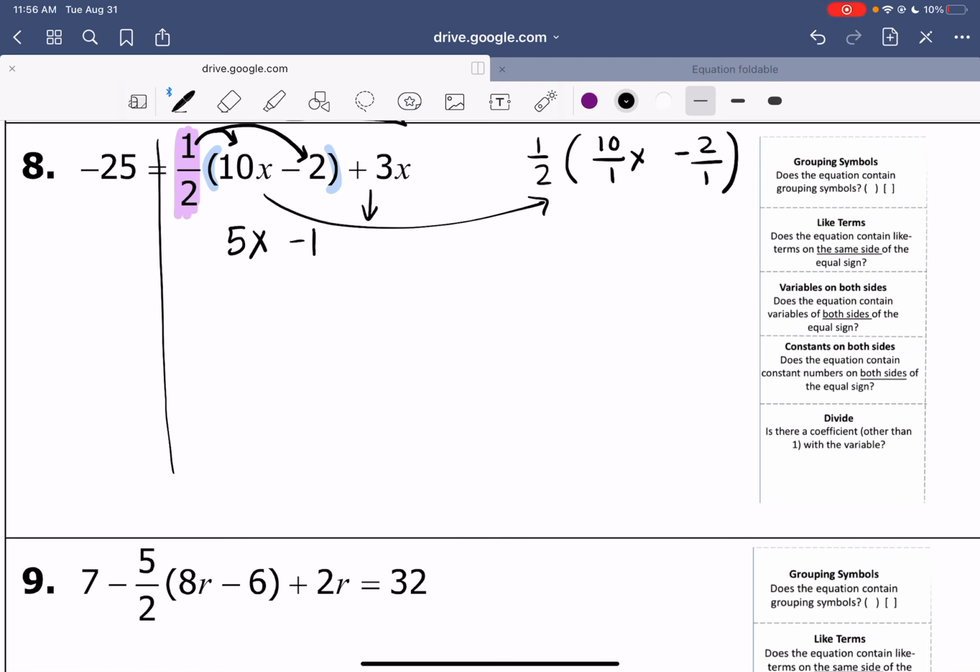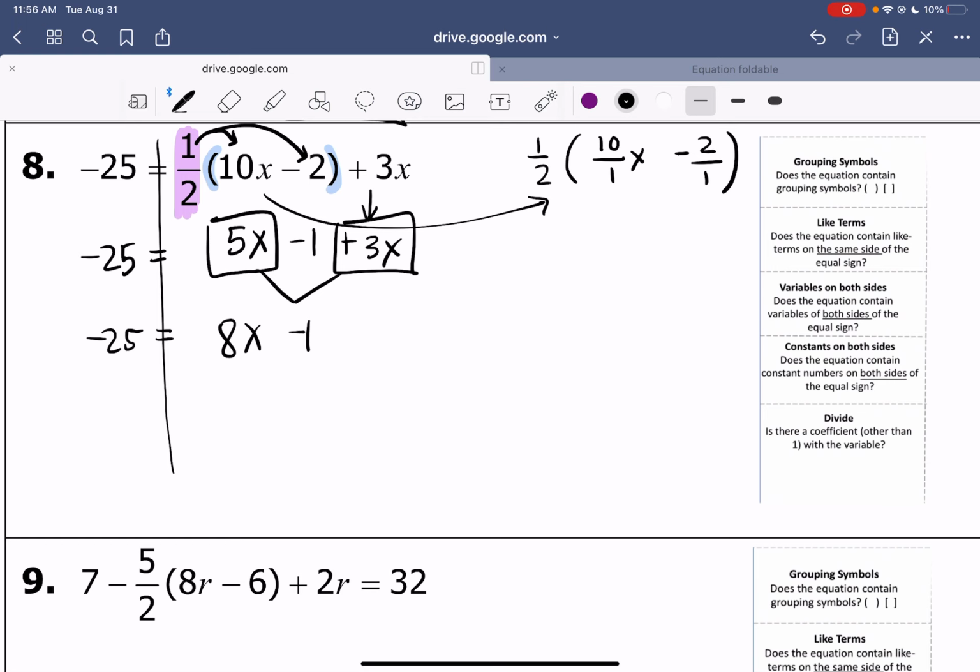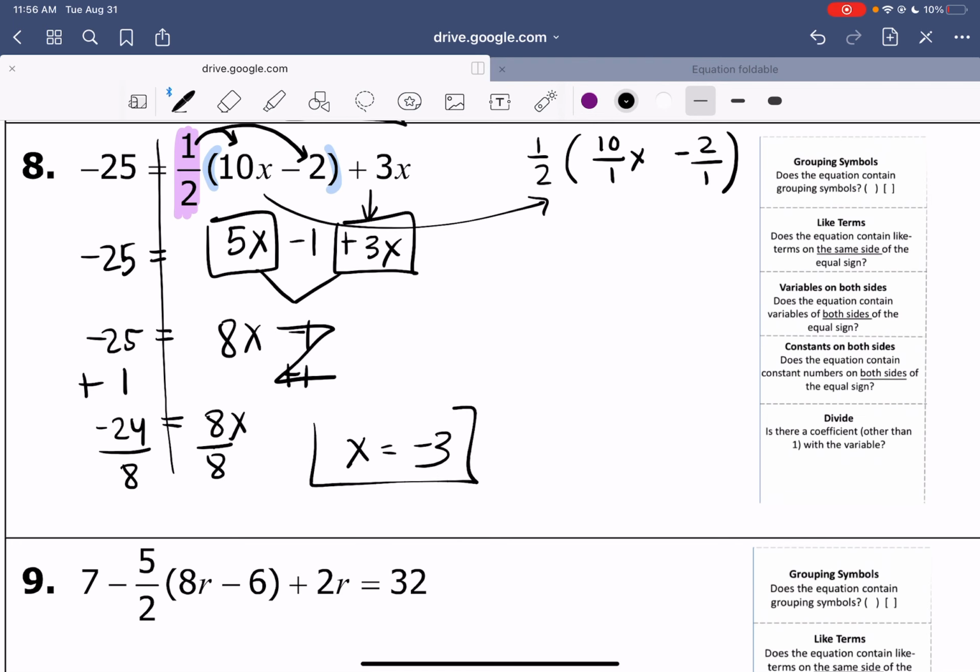So then with the rest, we're just going to bring down the 3x and equals negative 25. Then we're going to combine our like terms. So 5x and 3x, we get 8x minus 1 equals negative 25. Then we're going to add 1 to both sides. Then we have 8x equals negative 25 plus 1, which is negative 24. Divide both sides by 8. And then we're left with x equals negative 3.